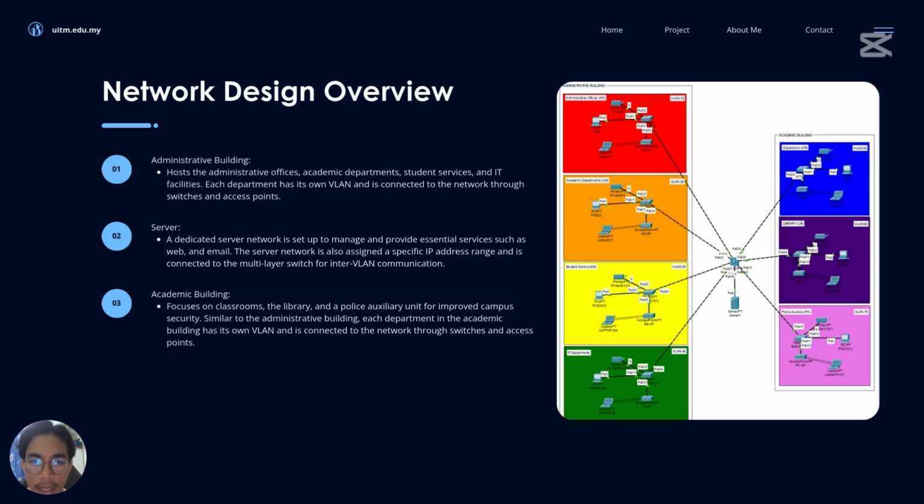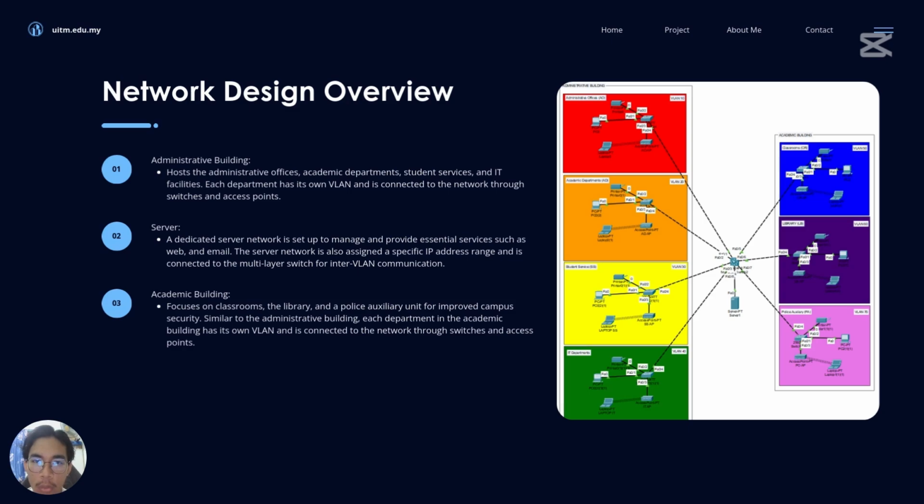For the server, a dedicated server network is set up to manage and provide essential services such as web and email. The server network is also assigned a specific IP address range and is connected to the multi-layer switch for inter-VLAN communication. The academic building focuses on classrooms, the library, and a police auxiliary unit for improved campus security. Similar to the administrative building, each department in the academic building has its own VLAN and is connected to the network through switches and access points.